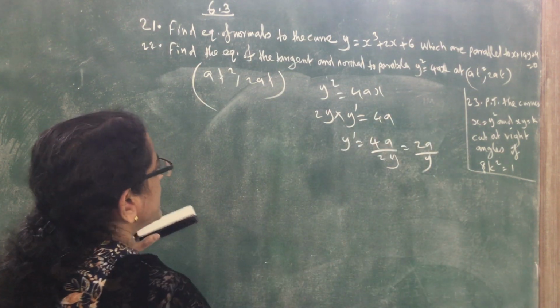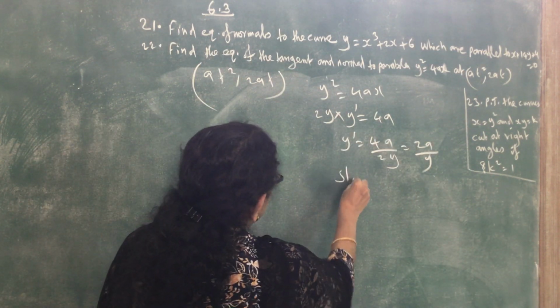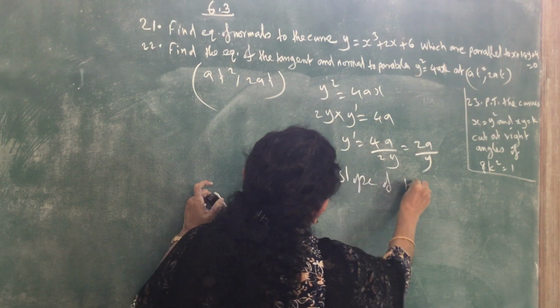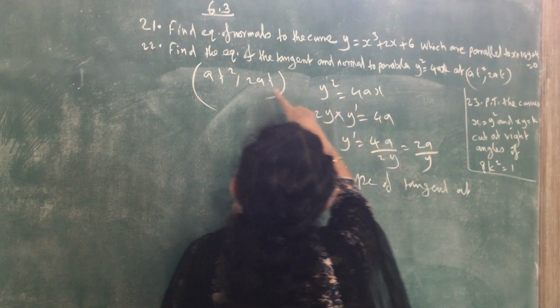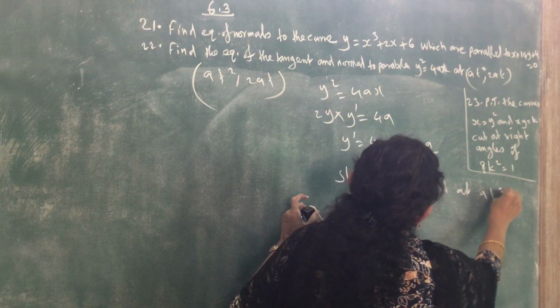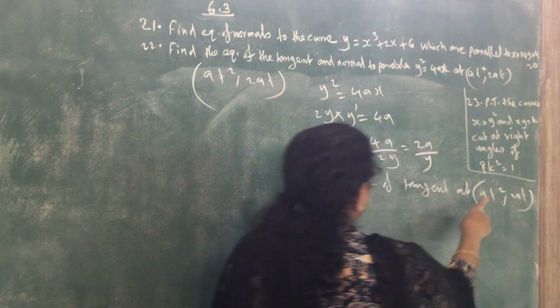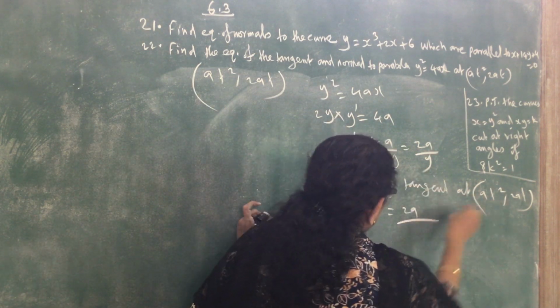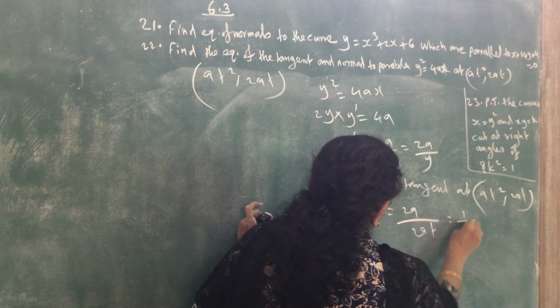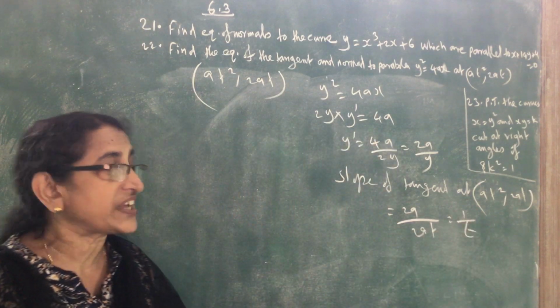Therefore, the slope of the tangent at x1, y1, at which point? At (at square, 2at). At this point, substitute: it is equal to 2a by y. What is y? 2at. That is equal to 1 by t. So that is the slope of the tangent.